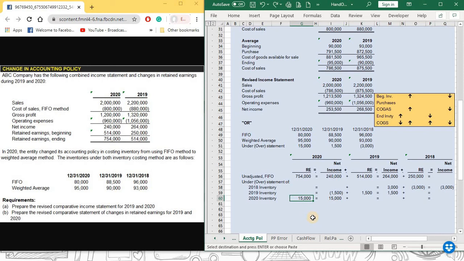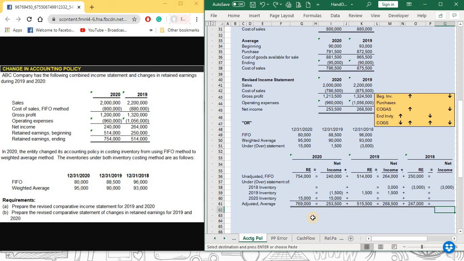So now we are done with the analysis of the effects of the change in accounting policy for inventory. Let us now compute for the adjusted balances, which is already under weighted average method. So let us start with the 2020 retained earnings ending. So this is 769,000 pesos. Then the net income in 2020 is 253,500. Then in 2019, we have 515,500. And the net income in 2019 is 268,500. Then in 2018, we have 247,000 pesos, which is the retained earnings. Then for the net income in 2018, again, we cannot compute because there is no unadjusted amount. So this is our analysis of the effects of the change in accounting policy. So now we're done with this format.